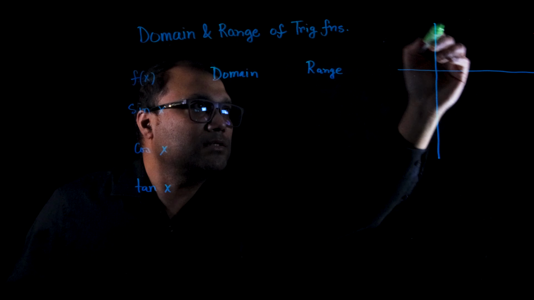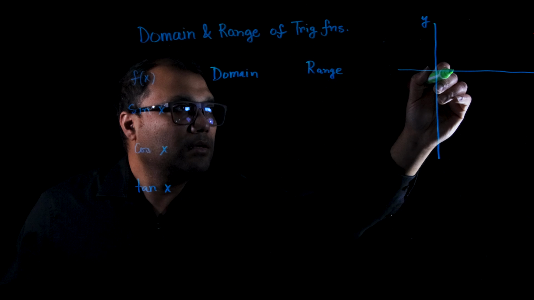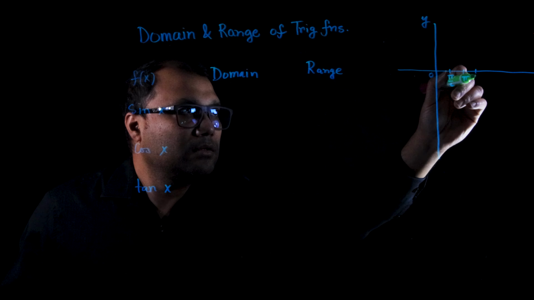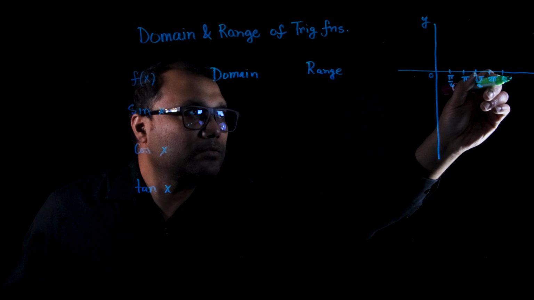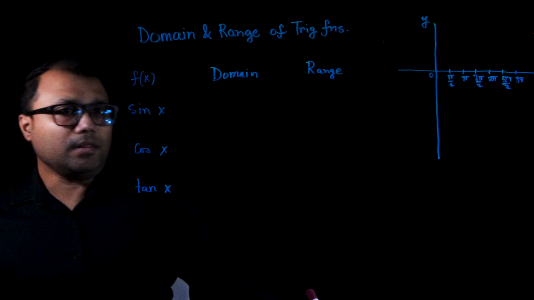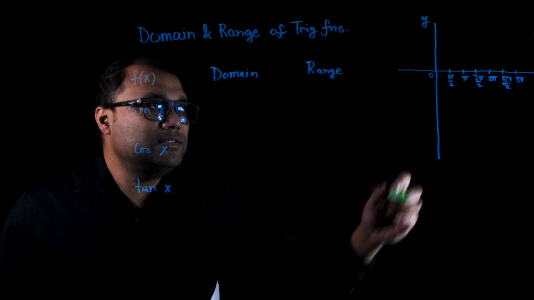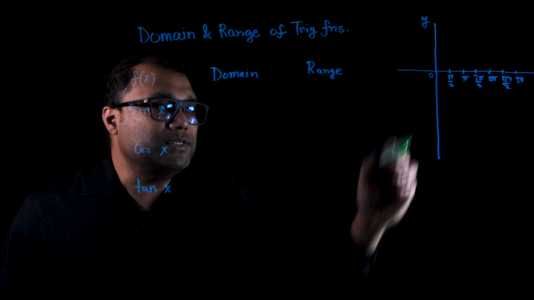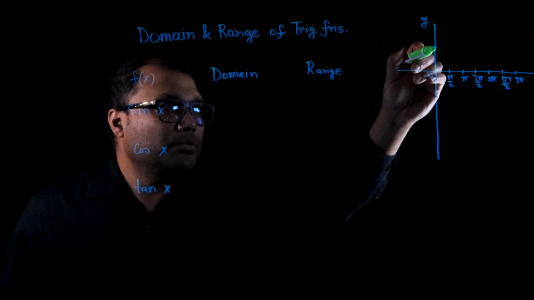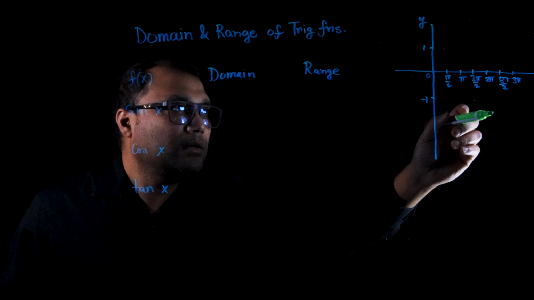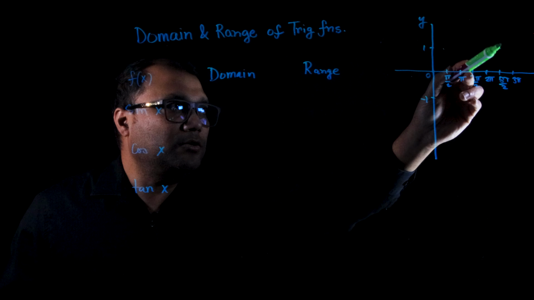So this is the x-axis, this is the y-axis. This is obviously 0, the origin. Okay. Now how does the function of sin x look like? Sin 0 is 0. Sin pi by 2 is 1. Sin pi is again 0. Sin 3 pi by 2 is minus 1. Sin 2 pi is 0, and it goes on like that.